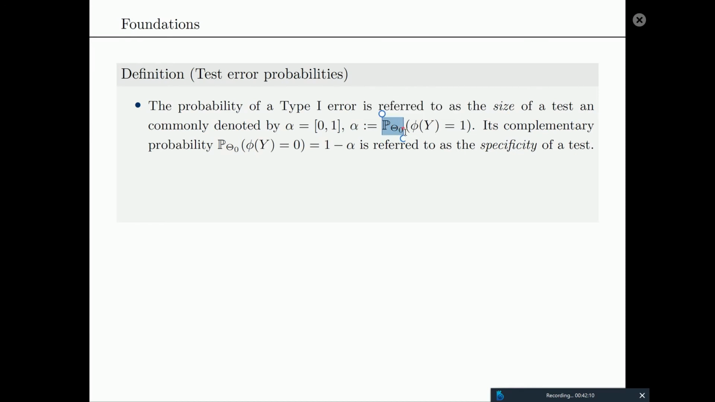And here this probability theta 0 means that it's the probability under the null hypothesis, so under the assumption that the true but unknown parameter is in theta 0. Then, of course, there is the complementary probability to it, so not rejecting the null hypothesis when the null hypothesis is in fact true. And this, because this is a binary event, so you either reject or you don't reject the null hypothesis under the fact that the null hypothesis holds, is referred to as specificity, and you can evaluate this as 1 minus alpha.